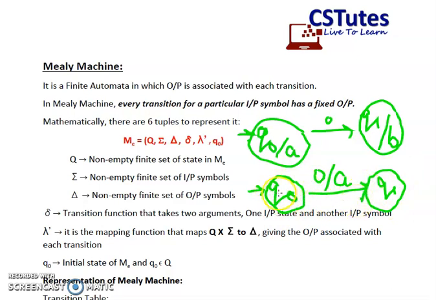Now in this case, we are currently on the state Q0. We are reading the input symbol 0 and we are moving towards the state Q1 and the output obtained is A. So this is the difference between the Moore machine and Mealy machine. In both the cases, there is output associated, but in case of Moore, the output is associated with the states, and in case of Mealy, the output is associated with the transition.